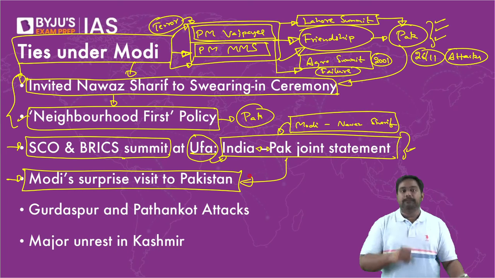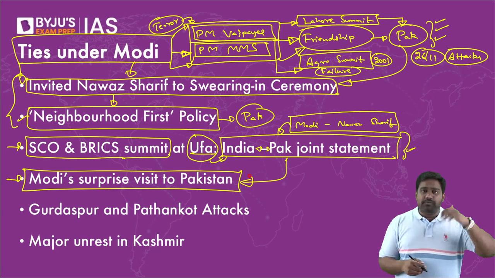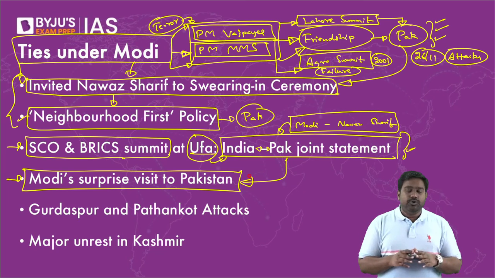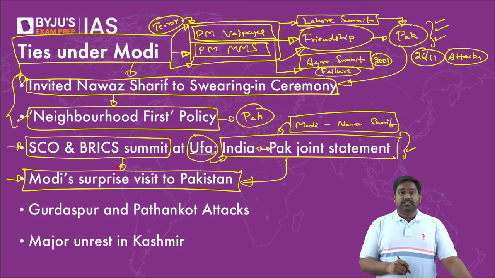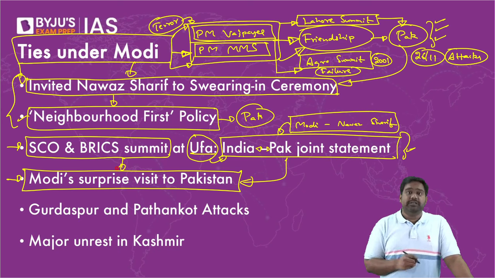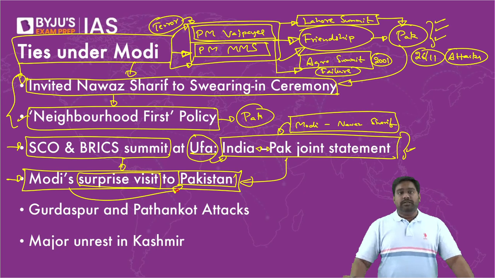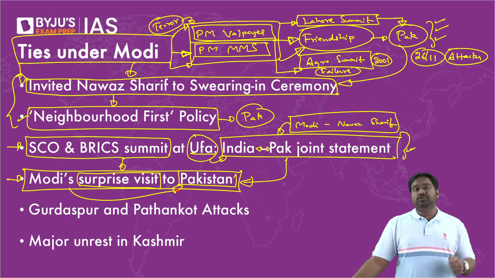PM Modi was coming from a foreign visit. He landed in Pakistan unannounced to attend a personal event in the family of Nawaz Sharif. There was a wedding taking place in the family of Nawaz Sharif. PM Modi landed unannounced and made a surprise visit to attend the family event. And that showed the personal chemistry and the bond that was building between the two leaders.